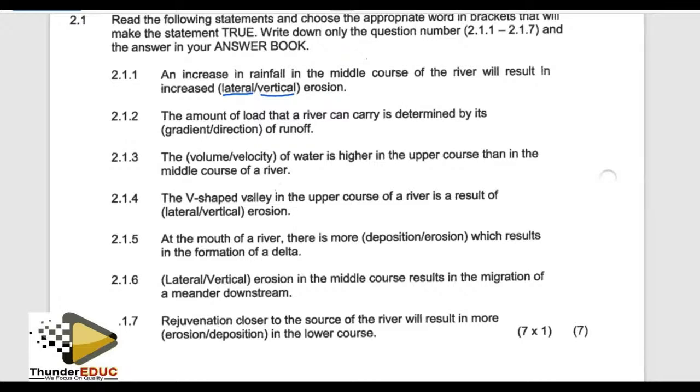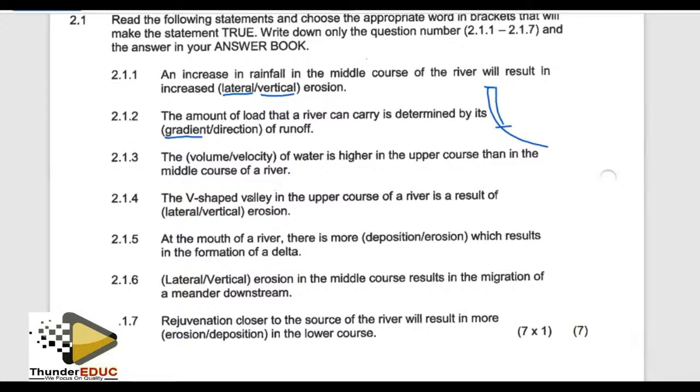2.1.2, the amount of load that a river can carry is determined by its gradient. The gradient refers to the steepness or the gentleness. So the steeper the gradient, the river will be able to carry lots of sediment from the upper course down to the lower course due to the steepness of the gradient.